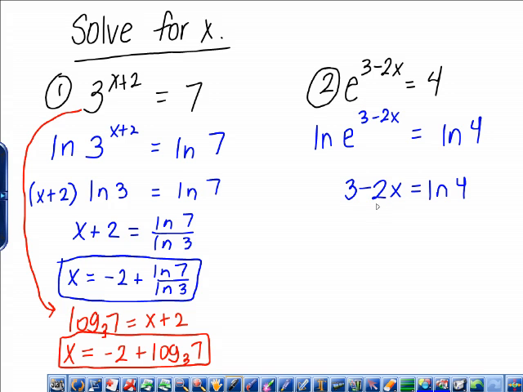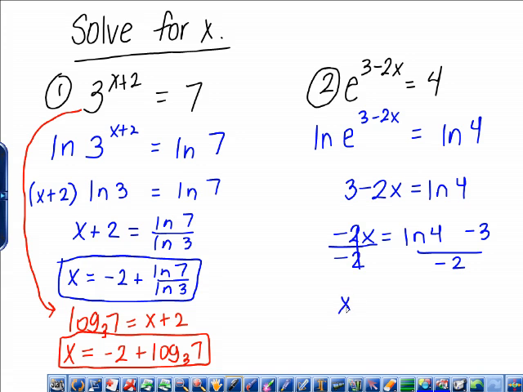Okay, so we've got to solve for x. So I'm going to subtract the 3. That gives me negative 2x equals natural log of 4 minus 3. A lot of times I'm going to put negative 3 first, just because if I'm going to type this in my calculator, I'm going to make sure that I'm not taking natural log of 4 minus 3, but natural log of 4 and then minus 3. It doesn't really matter. There's no standard convention that you're going to see all the time. And plus, we're going to divide by negative 2 anyway.